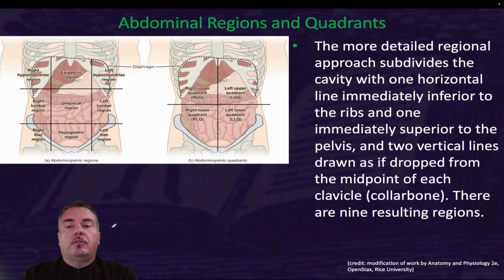The more detailed regional approach subdivides the cavity with one horizontal line immediately inferior to the ribs and one immediately superior to the pelvis, and 2 vertical lines drawn as if dropped from each clavicle or collarbone, like this. There are 9 resulting regions. These regions are the epigastric region, umbilical region, hypogastric region, right hypochondriac region, left hypochondriac region, right lumbar region, left lumbar region, right iliac region, left iliac region.